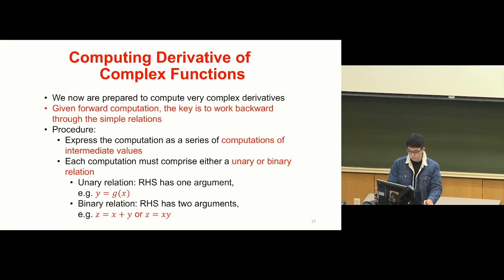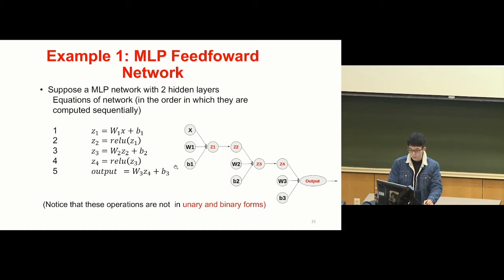So we have talked about most of the computation rules for vectors, and they are simple ones, so we are now prepared to compute more complex derivatives. Usually we are given a forward computation, and the key to computing a derivative is to work backward. The whole procedure would be firstly to express the computation as a series of computations of intermediate values, and then to split those computations into either unary or binary forms. A binary relation usually comes with addition or multiplication, like this one.